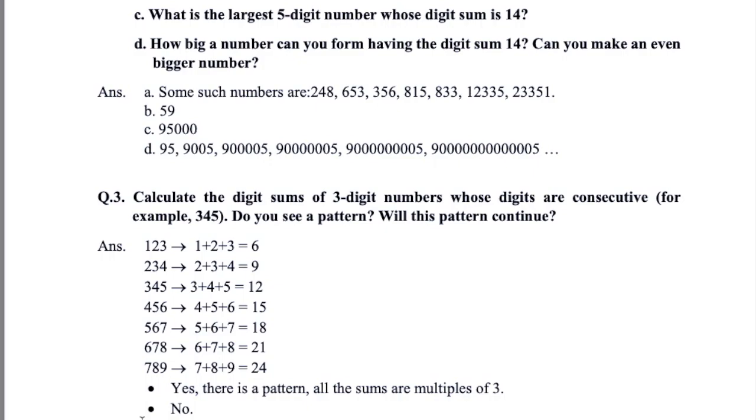Now after 9, the next digit is 10, which will be a 2-digit number. So this is the last, greatest 3-digit number which has consecutive digits. Can you see the pattern here? If you do the digit sum, there is a pattern. The sums are 6, 9, 12, 15, 18, 21, 24. What is the pattern you can observe? All the sums are multiples of 3. Will this pattern continue? If you take the next number, no, this pattern will not continue.